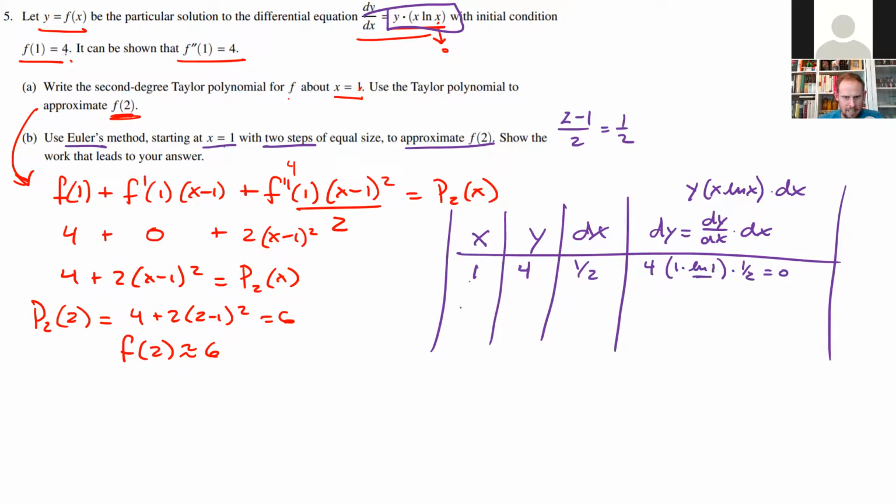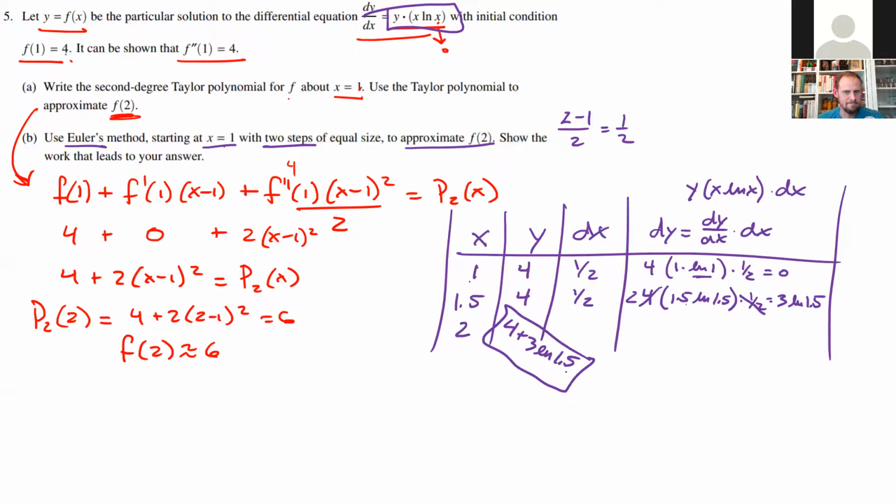So I'm adding 1/2 to 1. So I'm getting 1.5. I'm adding nothing to y, still 4. My dx is still 1/2. So now I'm plugging in again. So I get 4, 1.5 ln of 1.5 times 1/2. Gosh, what is that? I hope they don't want us to try and work out the ln of 1.5. 2 times 1.5 is 3. So we get 3 ln 1.5. So right here would be 4 plus 3 ln 1.5.